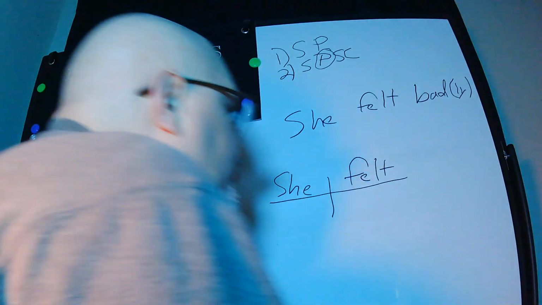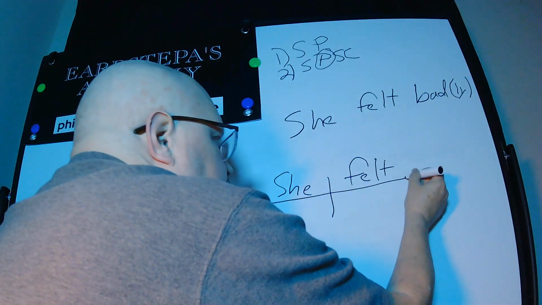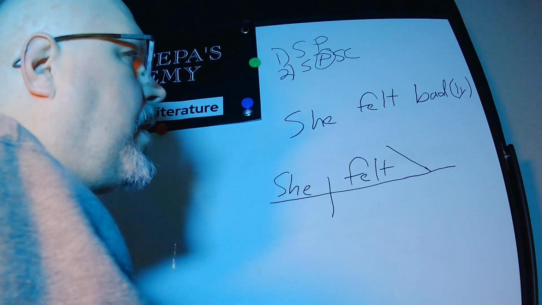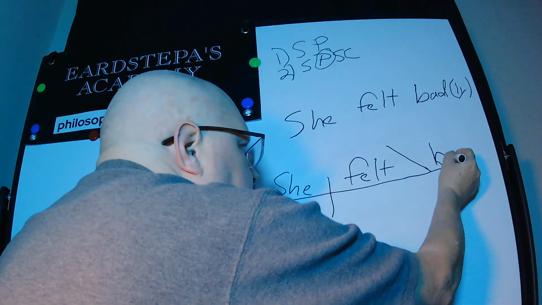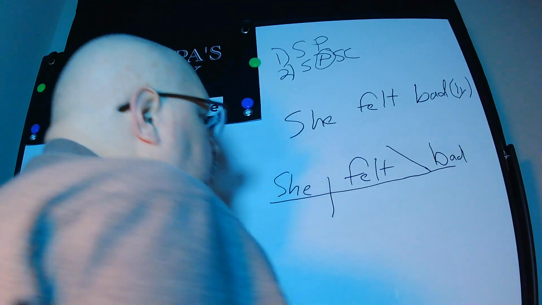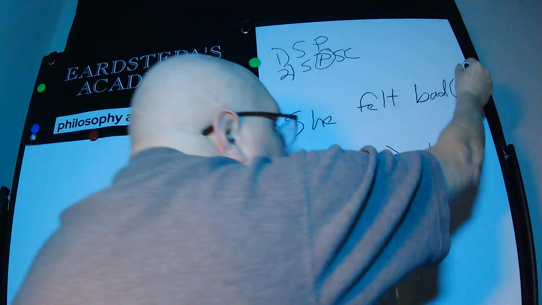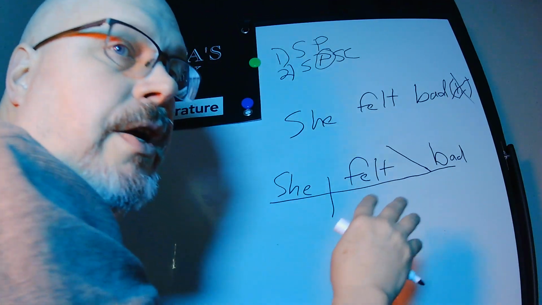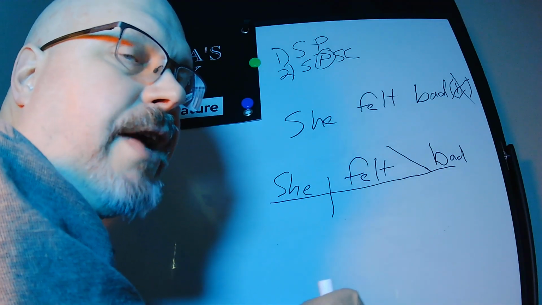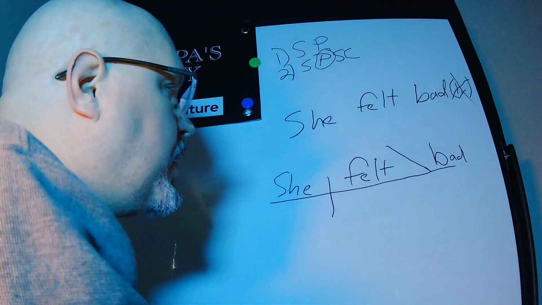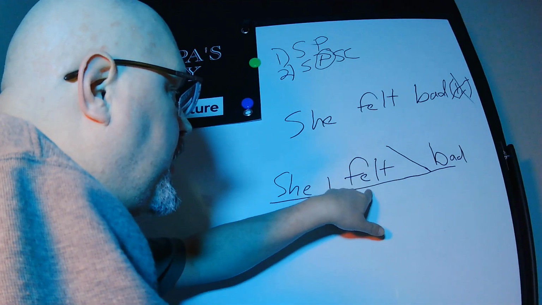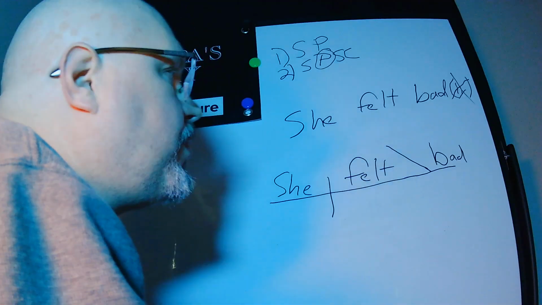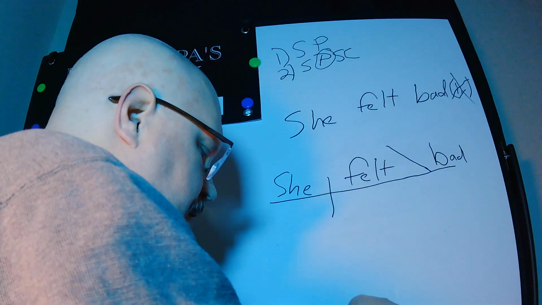Now, to show that this comes back to this, what we're going to do is draw a backslash line. And we're going to put bad right here. So now this sentence is completely diagrammed. We know that it's not badly, because otherwise it would have been diagrammed differently. If a sentence has a different diagram, that means it has a different meaning. If badly would have gone under here, that would have been telling you something about her ability to feel, not about her state of being.